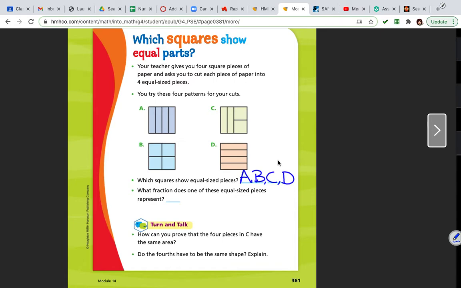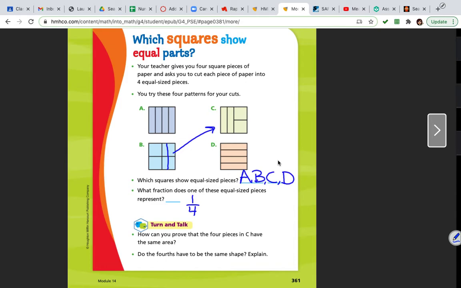What fraction does one of these equal sized pieces represent? So each one is 1/4. And at the bottom it says, how can you prove the 4 pieces in C have the same area? Well, we can say that it's a combination of A and B. So really, if we took B, that's the same as these squares. If we cut them like this and move the pieces around, we could show that if we cut the squares in half and then move the pieces on top of each other, we can make columns.